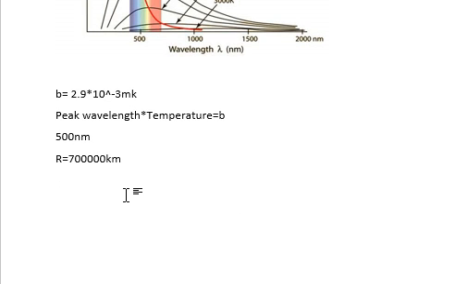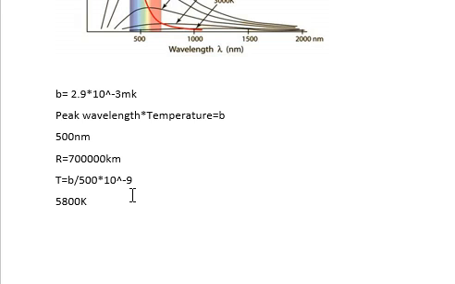Right. So first, what do we need to do? We need to figure out the temperature of the sun, the surface temperature of the sun. So that is going to be Wien's constant, B, or 2.9 times 10 to the minus 3 meters Kelvin, divided by the peak wavelength, so 500 times 10 to the minus 9 meters, and that's going to be equal to 5,800 Kelvin.